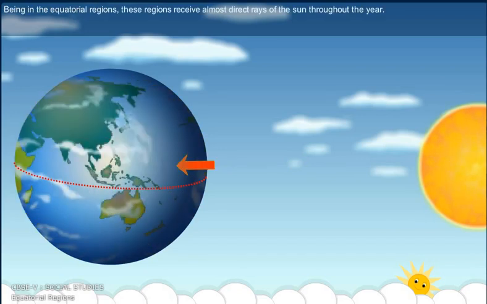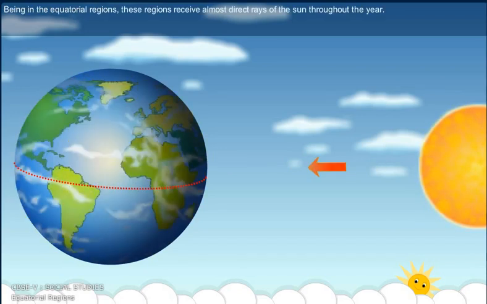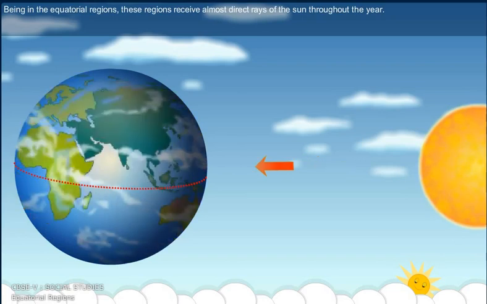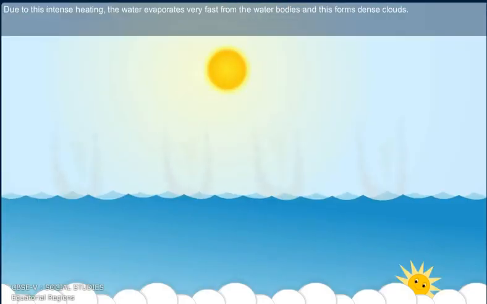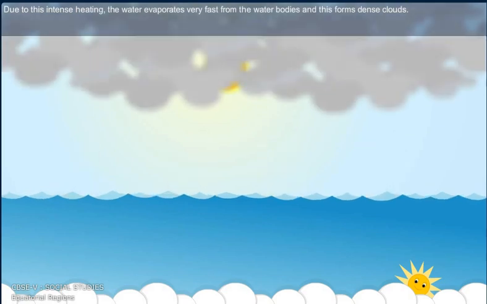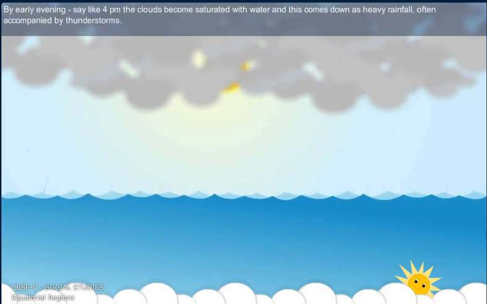Climate. Being in the equatorial regions, these regions receive almost direct rays of the sun throughout the year. Due to this intense heating, the water evaporates very fast from the water bodies and this forms dense clouds. By early evening, say like 4 p.m., the clouds become saturated with water, and this comes down as heavy rainfall, often accompanied by thunderstorms.